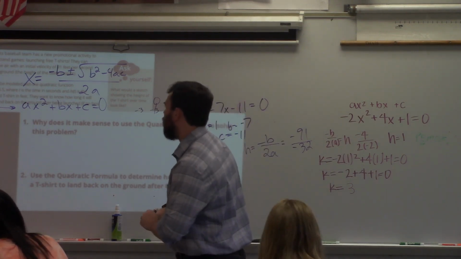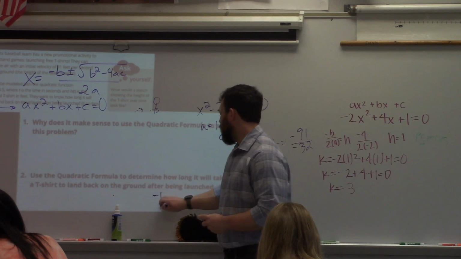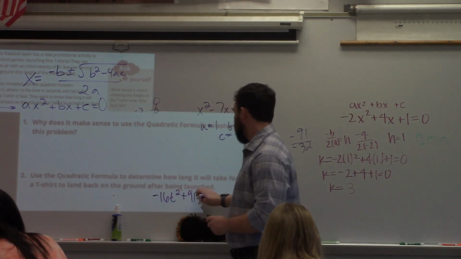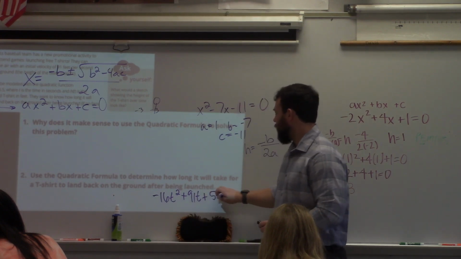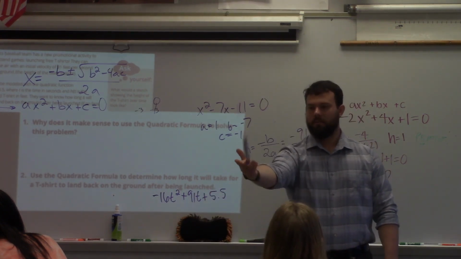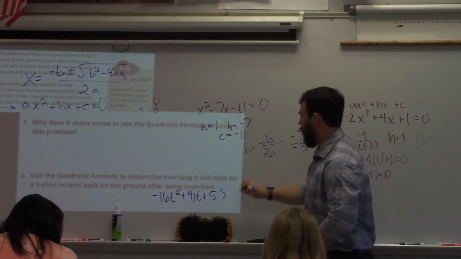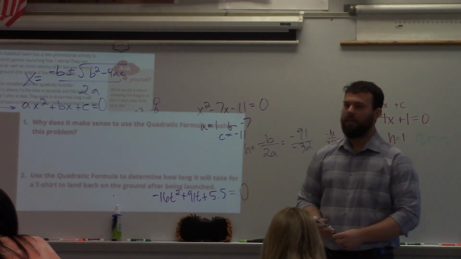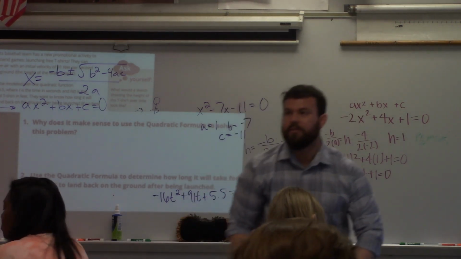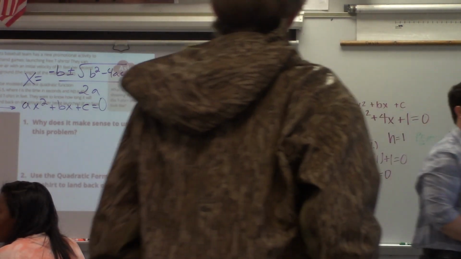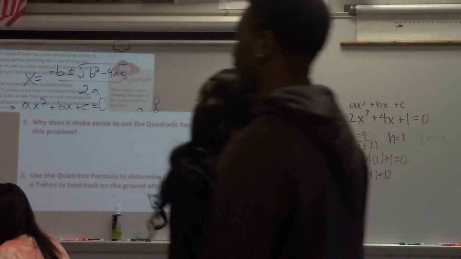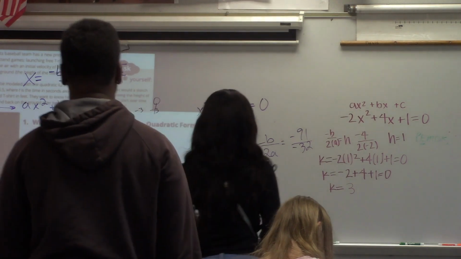I want you to solve, what does it want to know? How long will it take for the t-shirt to land back to the ground? So if the t-shirt lands back at the ground, what is the height? Think about it, guys. If a t-shirt is landing back on the ground, what's the height? 0. So this equation is going to equal 0. Get up, let's solve that equation. At least substitute your values into that quadratic formula.